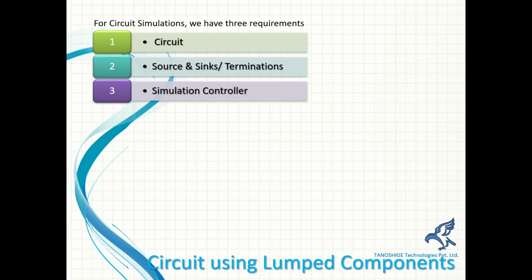So that is there. And then the third thing is terminations. For example, if you are working with microwave circuits, then the inputs and outputs have to be terminated in a certain impedance, like a 50 ohm impedance. So there is a term component which you have to use for termination. Once you have a circuit, source and sink, and termination, then you should have a simulation controller. So this concept is very simple to understand.